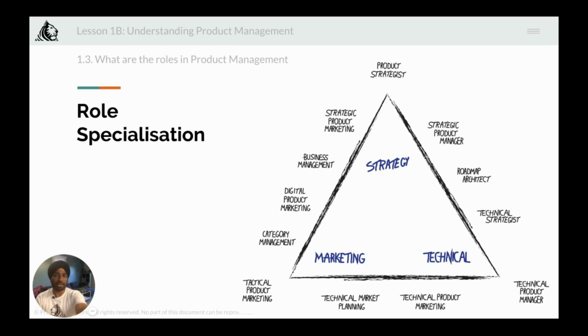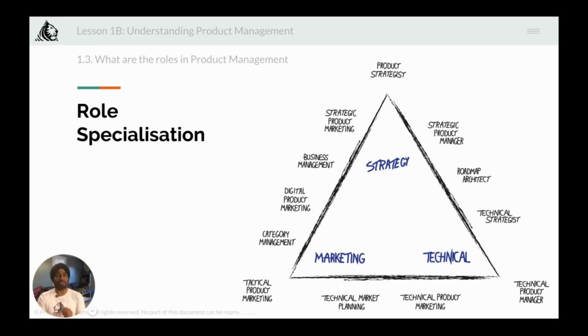In the field, the technical PM role is common. The product strategist role may exist for very large corporations, which warrants a highly focused individual. And the tactical product marketing role may be generalized to a pure marketing role like a marketing specialist or marketing manager.